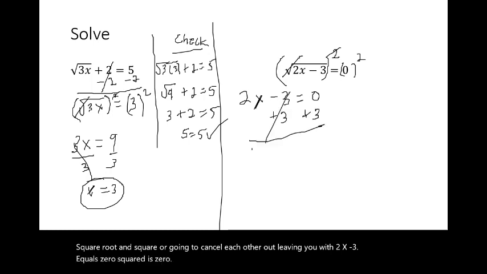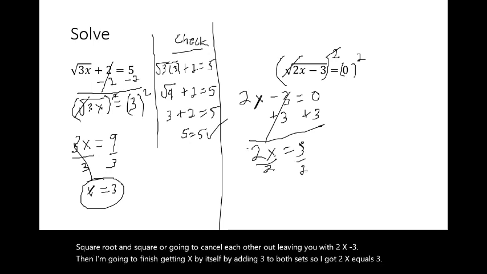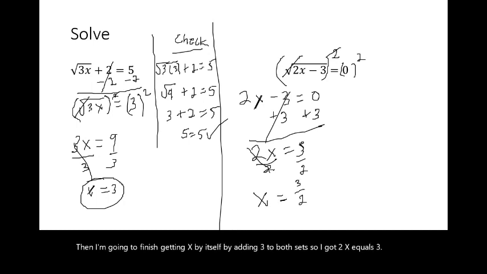Then I'm going to finish getting x by itself by adding 3 to both sides. So I get 2x equals 3. Then I'm going to divide both sides by 2. Yes, you can get a fraction for an answer. We get x equals 3 over 2.